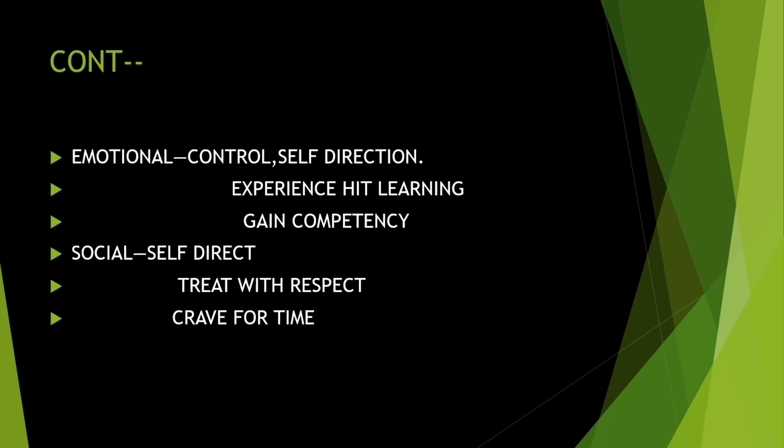Next is social self-direction. Socially, how are they self-directed? It means nobody needs to help or guide them. There is no need because they know how to do it. I told you earlier that those who are doing research, doing the PhD, just need a guide. That's all they need. They know how to do it. After knowing it, they do it by themselves. Treat with respect. They know how to treat each and every person, and they themselves treat with respect, and they want to give respect to others and take respect. That might be their policy. And they have a pressing time problem. That is the main problem for adults.